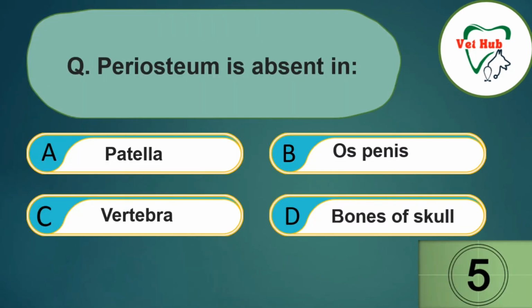The next question is, periosteum is absent in, and the options are option number A, patella, option number B, os penis, option number C, vertebra, option number D, bones of skull. And now your time begins.